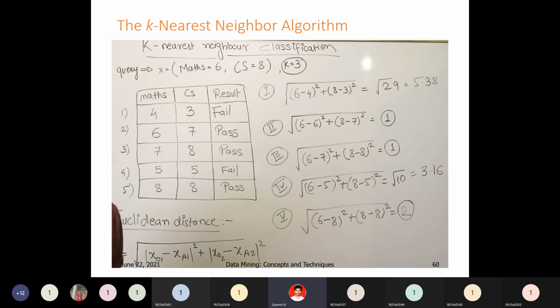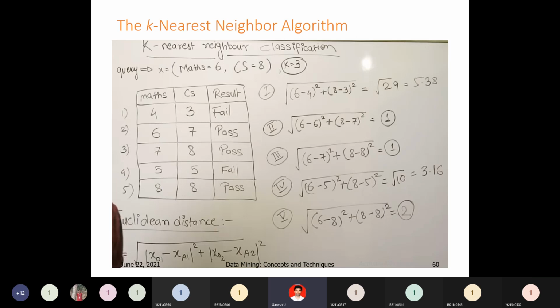Okay, the distance should be 2 only, or you are taking the minimum values up to k equal to 3. You have to take 3 values. So in descending order you take the last values, or in ascending order you take the first values. Less distance values are there, right? What are the less distance values? 2, 3 and 5 are the less distance values.